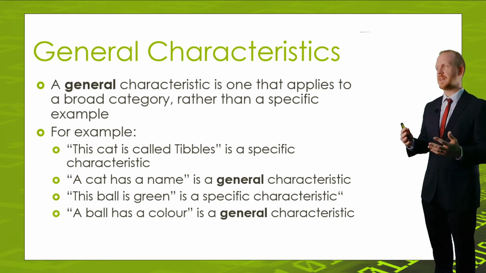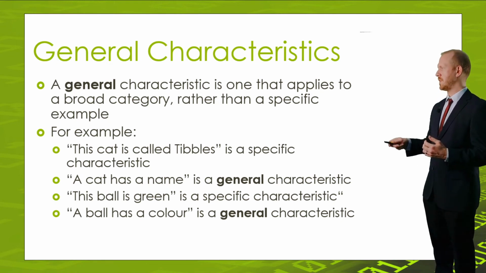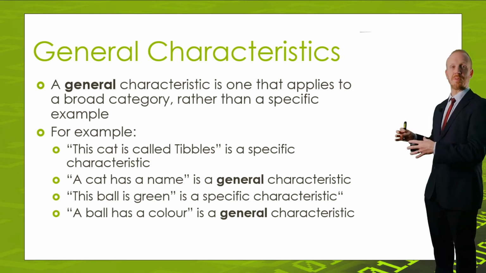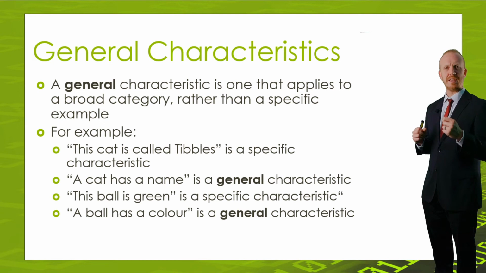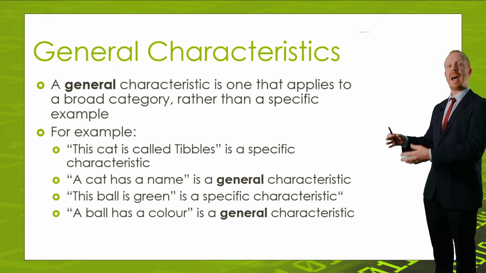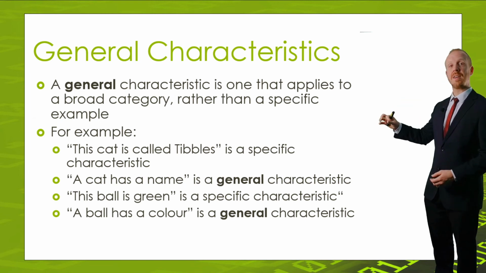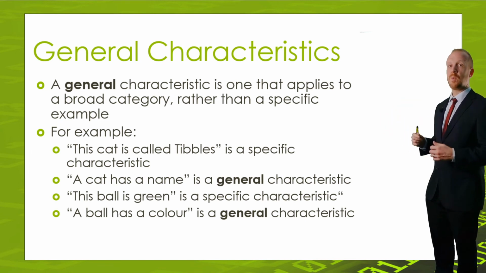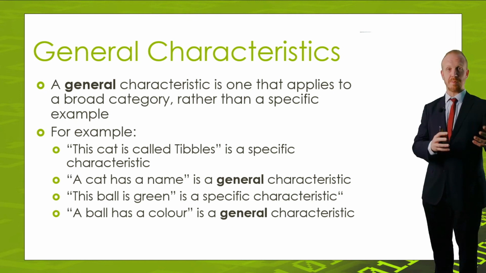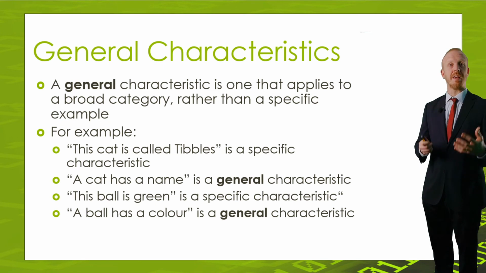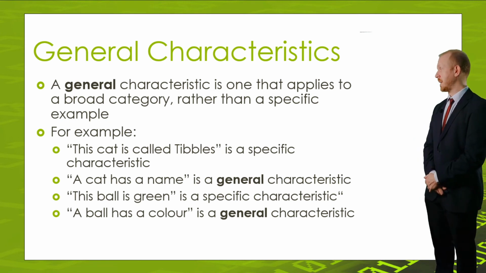That's easier to understand if we look at some actual examples of this. So if we've got a cat, say our cat here is named Tibbles. That's a specific detail of our cat. The broad case would be to say cats have names, or a cat has a name. If we were making a model of a cat, it would have a name. We don't care what that name is, that can be decided later, but knowing that a name is a category of it, that's a general characteristic.